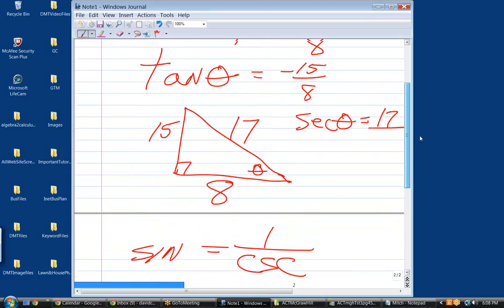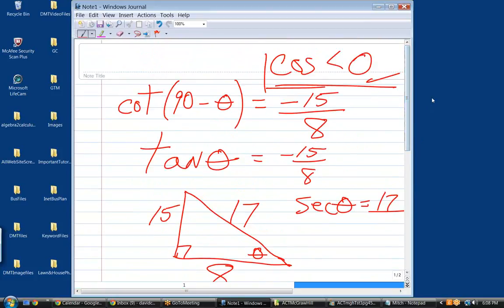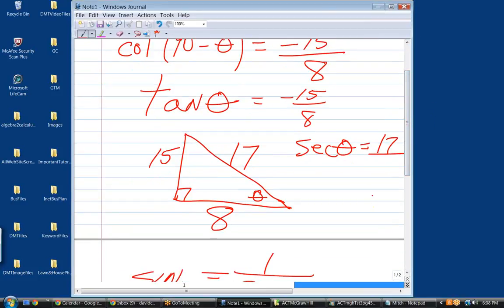So if we go back to our problem, what is it? 17 over what? 8. That's the absolute value, and it's in the second quadrant, so is it positive or negative? Remember, it has to have the same sign, negative, as its reciprocal. It's negative. So it's negative 17/8. And that's exactly the steps you need to do to solve that problem.